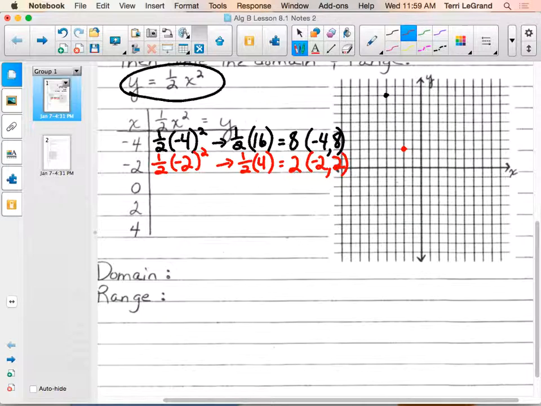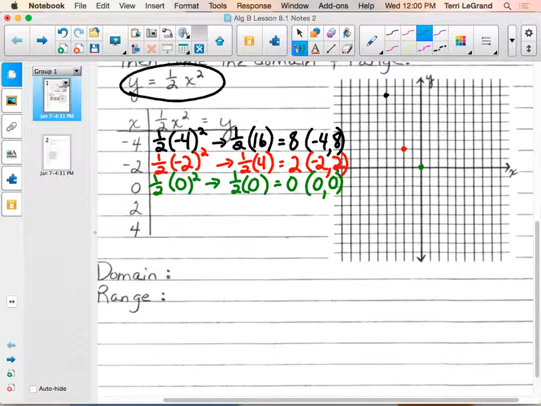Okay. Can we move on to 0? Anybody have any questions? Okay, then let's move on and do 0. 0 squared is? 0, so we have 1/2 times 0. 1/2 times 0, or 1/2 of 0 is still? 0. Yeah, that's 0. So we have ordered pair 0, 0. Both x and y are 0 this time. So that's right at the origin.